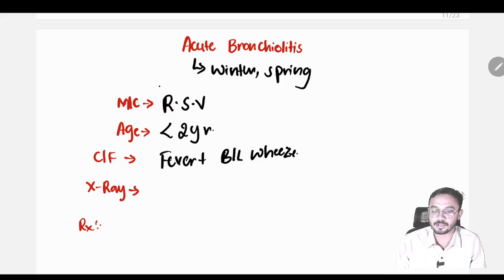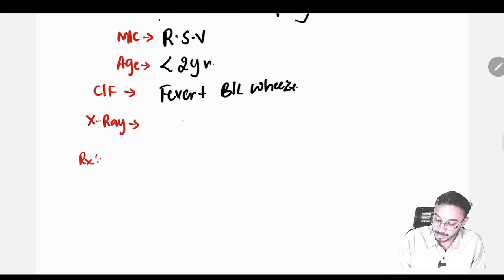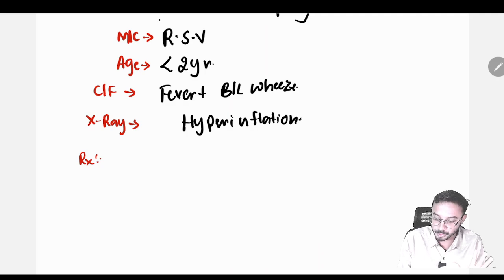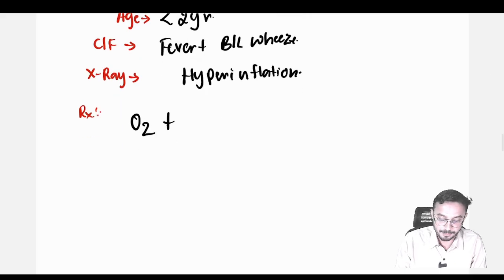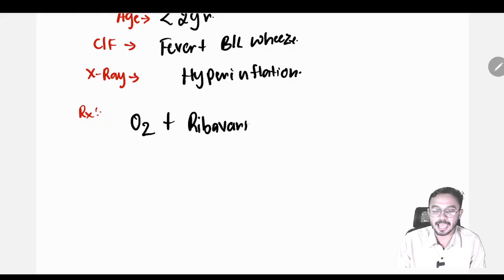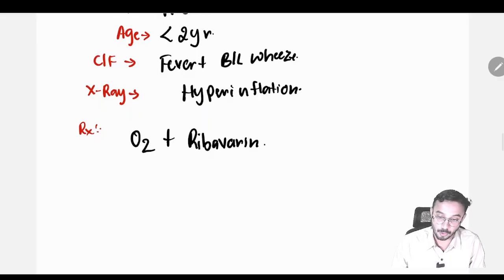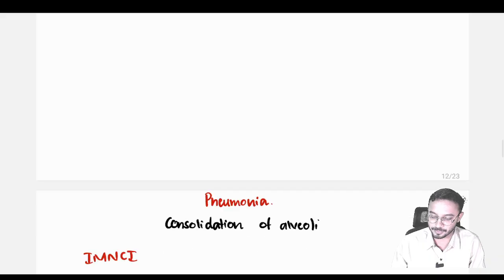On X-ray, what will you find? Tell me. Your lungs will get hyperinflated. Hyperinflation. So how do you treat? Oxygen plus an antiviral drug. Which antiviral drug are you going to use here? Tell me. Ribavirin. Ribavirin is the antiviral drug. So very important.